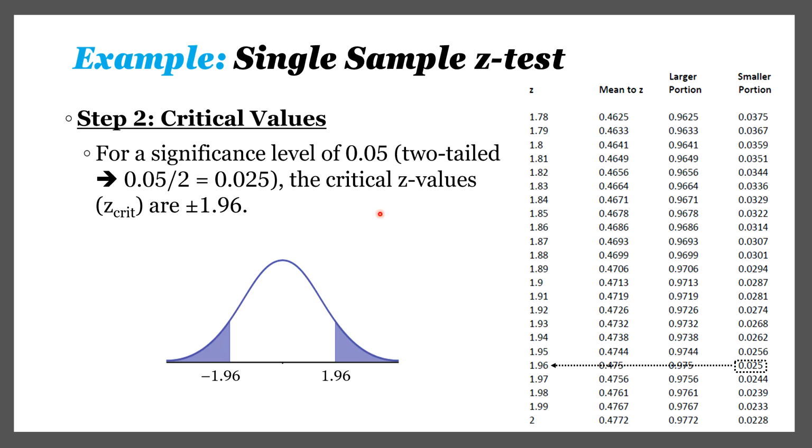So the critical values in this case, there are two, are plus or minus 1.96. So positive 1.96 in the right tail and negative 1.96 in the left tail. Our test statistic has to be above this value or below this value to make it into either one of the rejection regions if we're going to reject the null hypothesis.